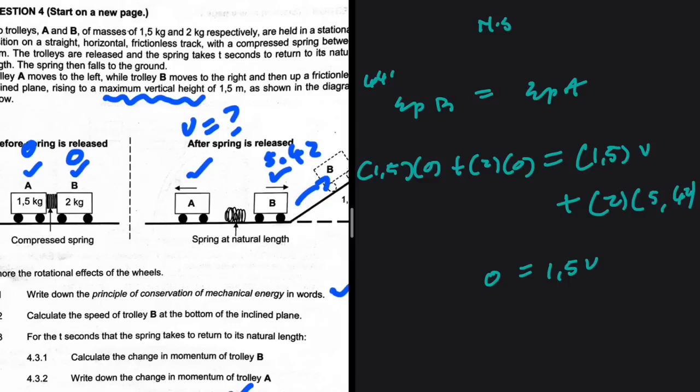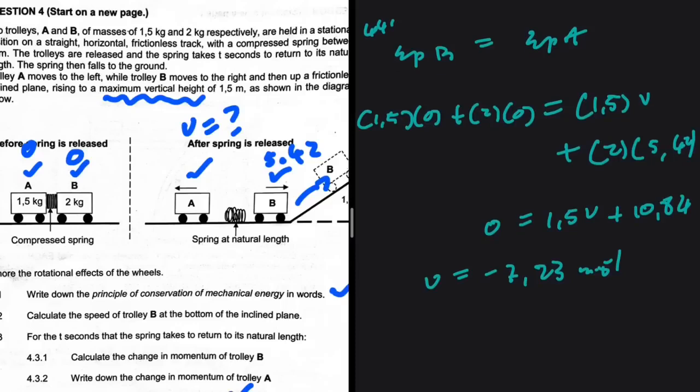2, not 1 point something. So 0 is equal to 1.5v, I've already written it there. So here I'm supposed to have plus 10.84. v is equal to 10.84 divided by minus 1.5. This is equal to minus 7.23 meters per second. We're looking for the speed, so let me just say 7.23 meters per second and not worry about the direction.